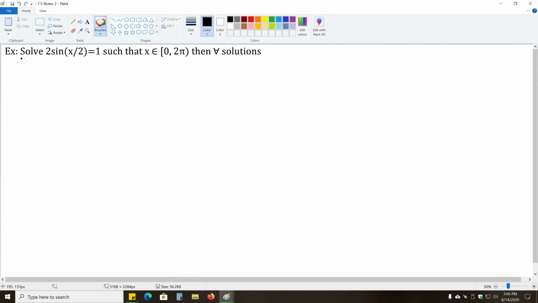So the next problem we want to solve is 2 sine of x divided by 2 equals 1, such that x is between 0 and 2 pi, for all solutions. So this symbol, basically what looks like an upside down capital A, means for all. So to start off with, notice we have x divided by 2 inside of our sine function. That means we have a half angle identity in this problem.